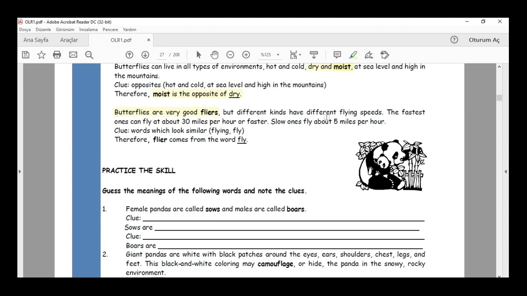But different kinds have different flying speeds. The fastest one can fly at 30 miles per hour. Slow ones fly 5 miles per hour. Now I know from my grammar that flyer might come from fly, but now I am sure that it's about fly because in the reading it is repeated many times. So flyer should mean something that flies.